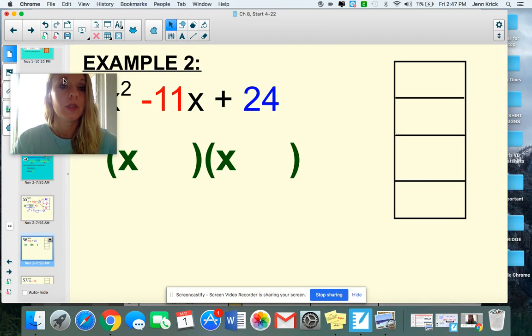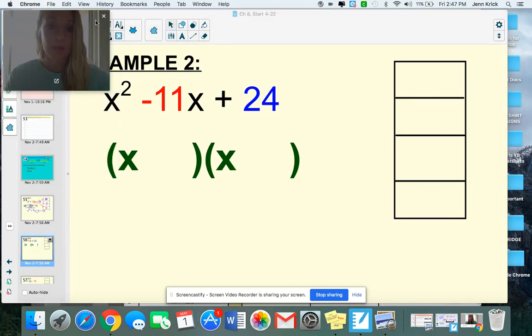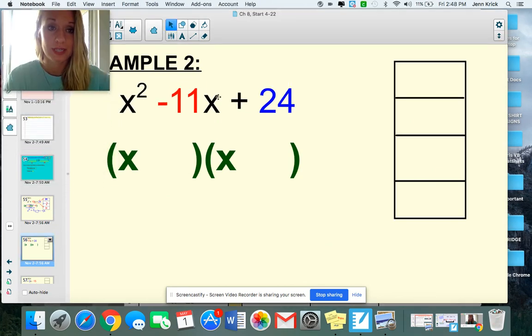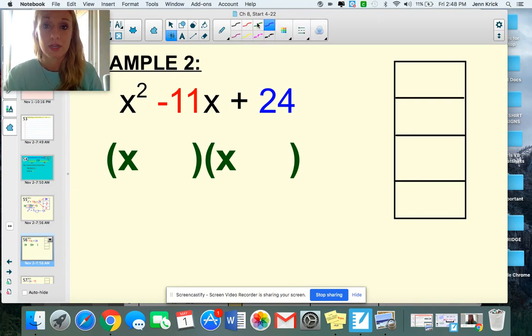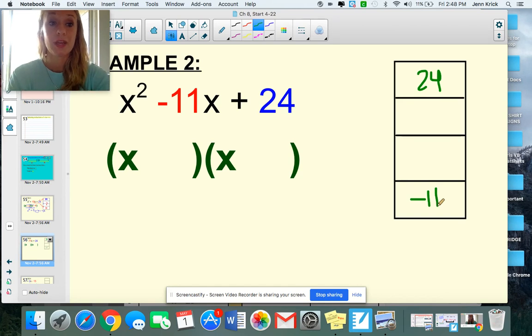Let's try again. All right, now it does get a little bit more complicated when we have subtraction signs in there, but you guys are awesome and you can do it. So what I'm going to start with right now is I'm going to plug in my diagram. I know I need two numbers that multiply to a positive 24, but add up to a negative 11. You need two numbers that multiply to a positive, but add to a negative. That is your clue right away that these guys are both going to be negative. They have to be.